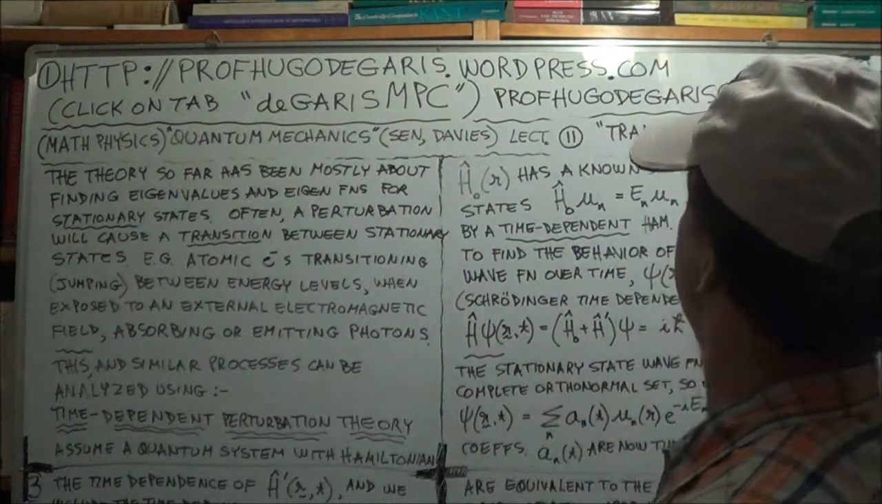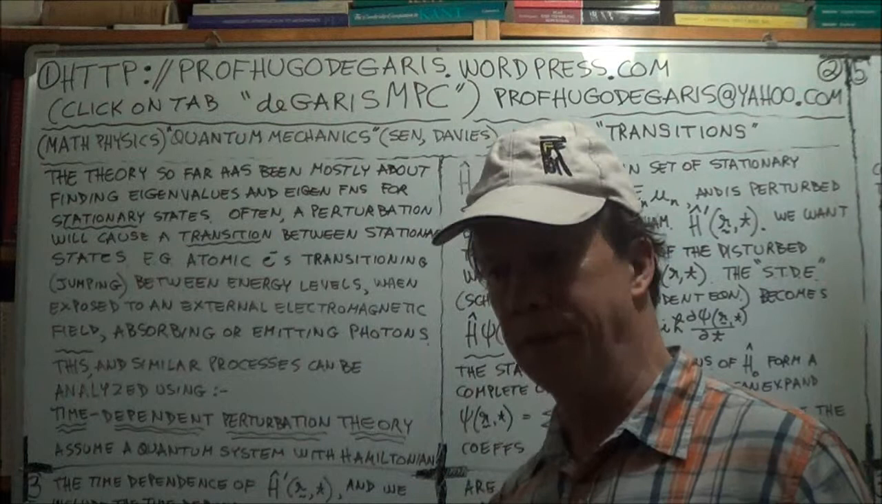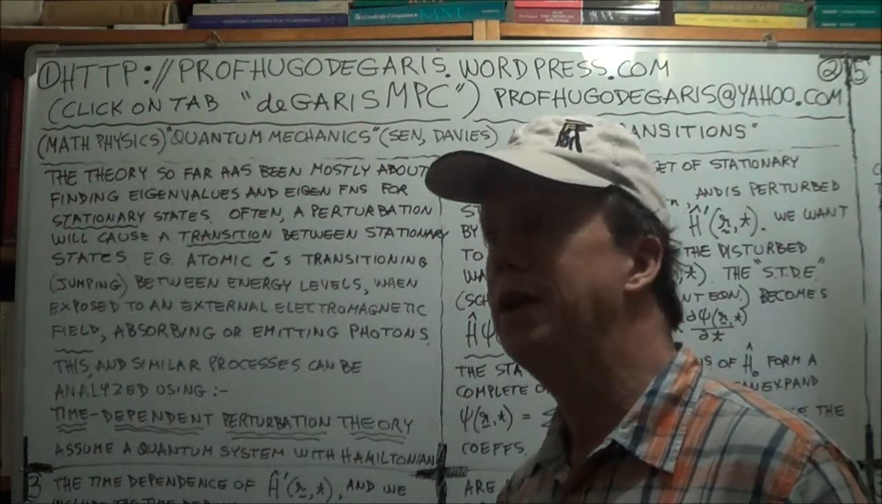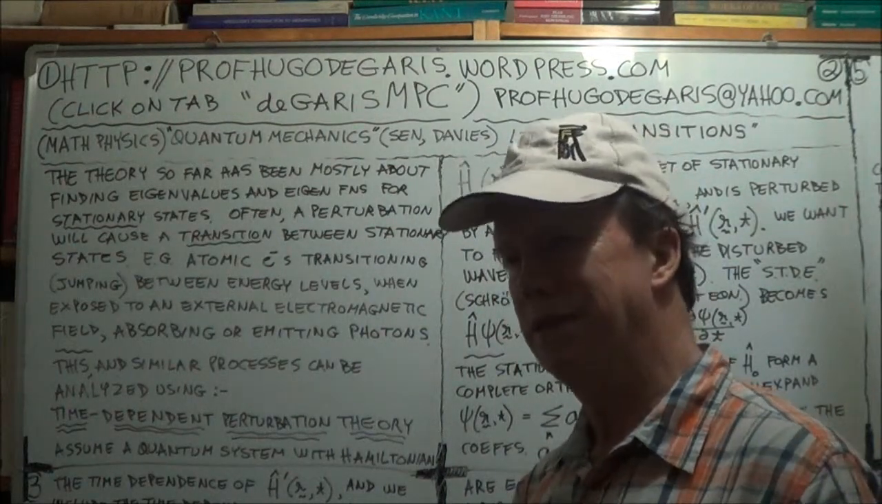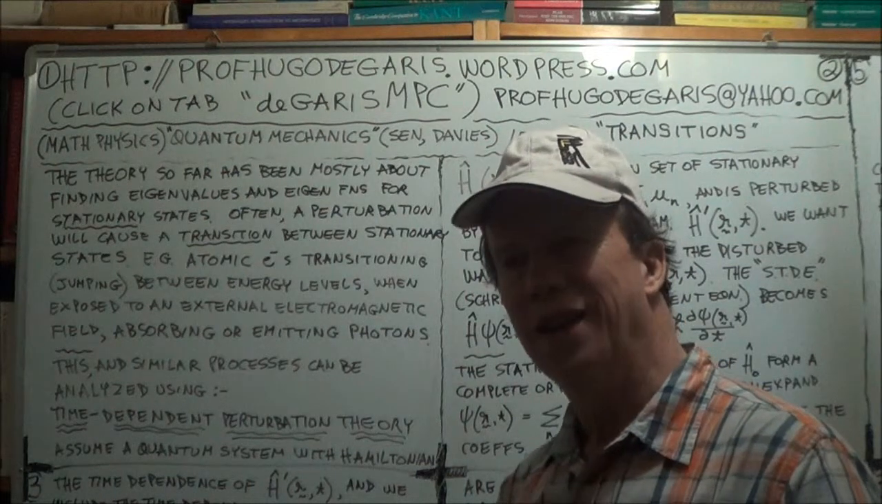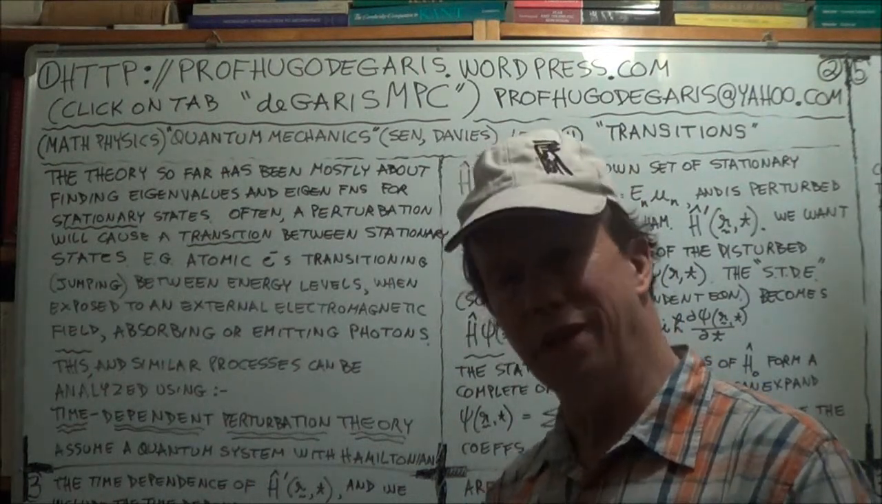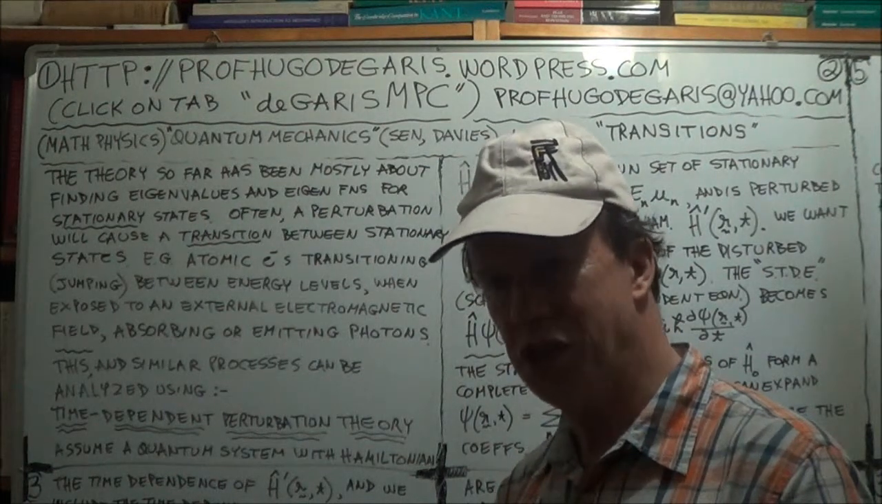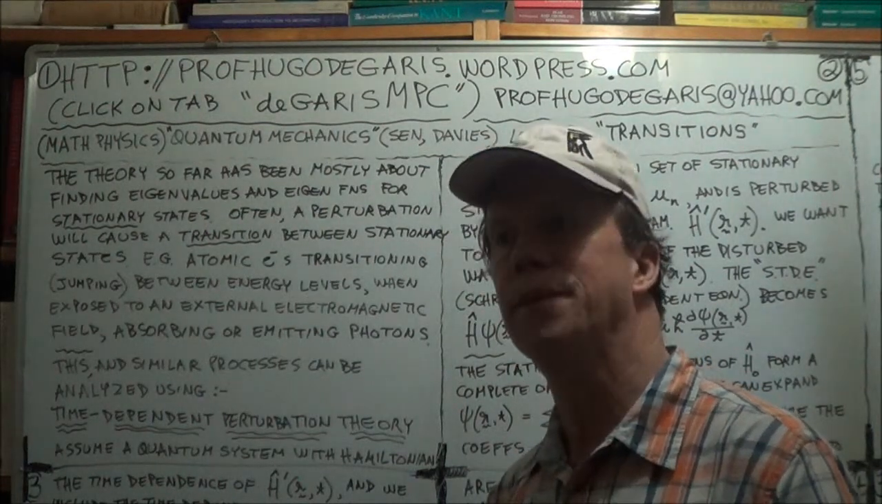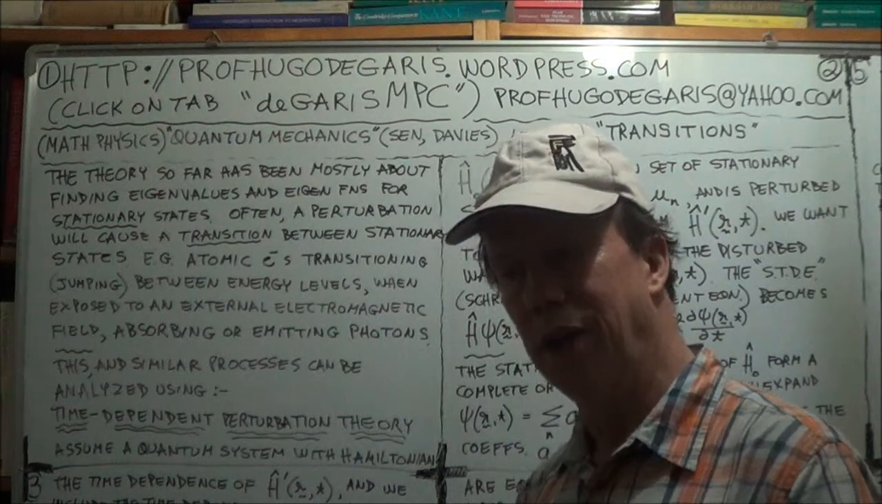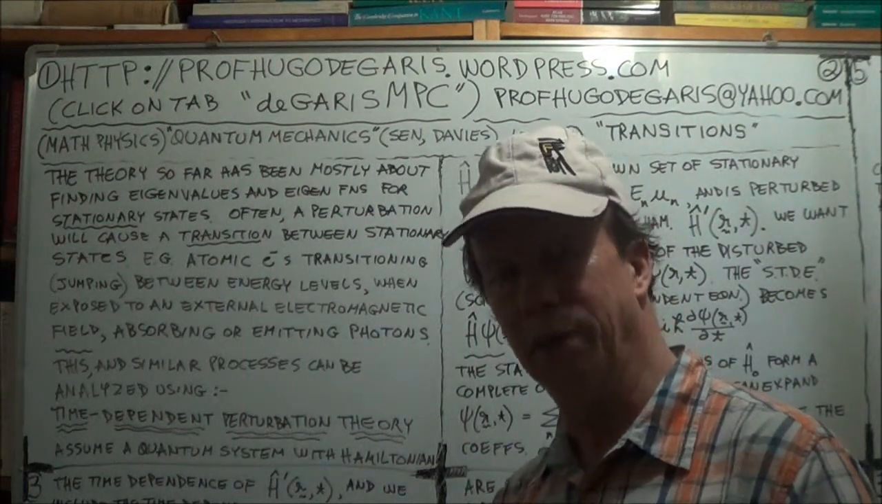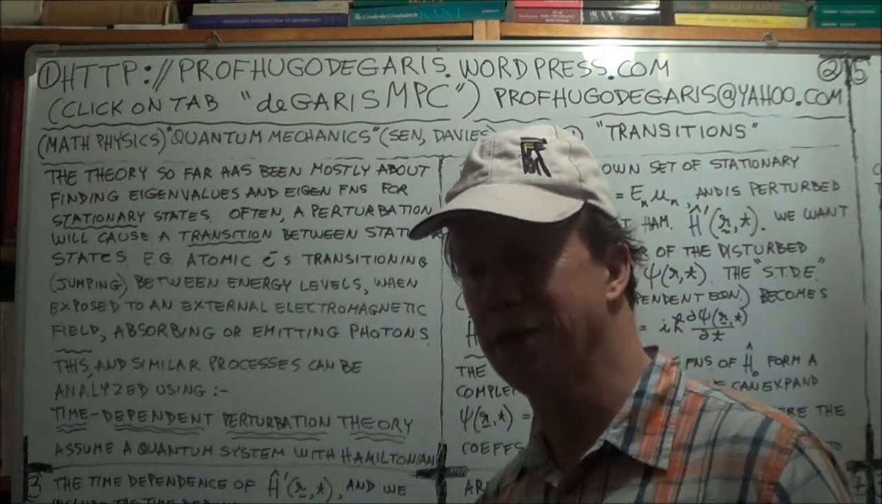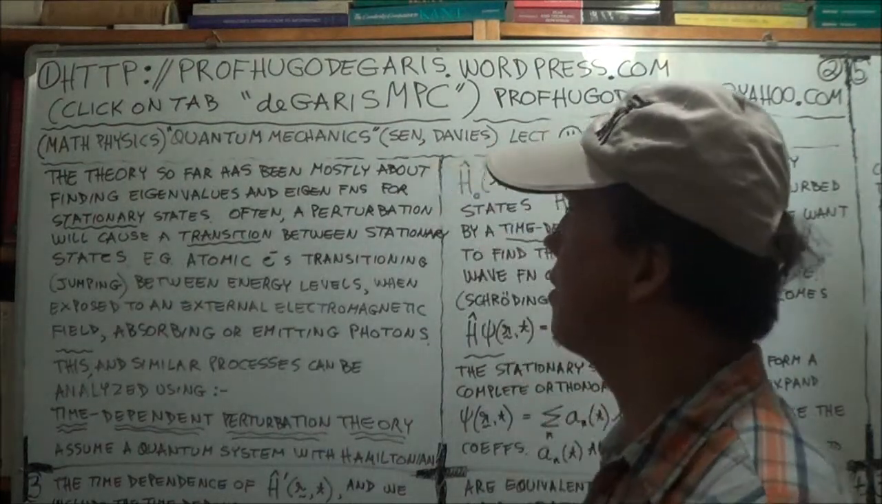Now, transitions. So from what to what? Well, basically time dependent, obviously, because you're changing. A transition from one state to another state, and talking about the probability of that happening over a given amount of time. So in that sense, a transition.